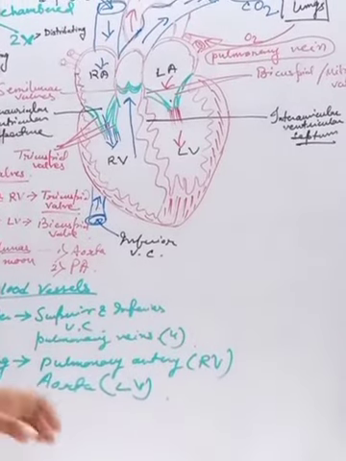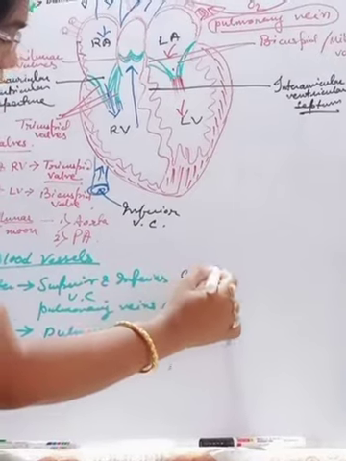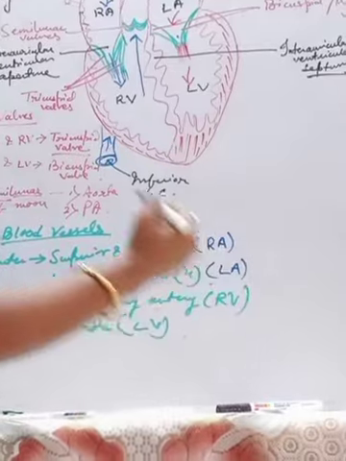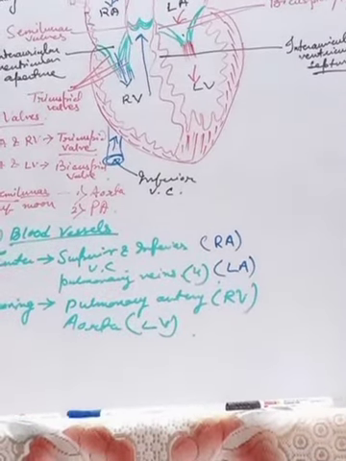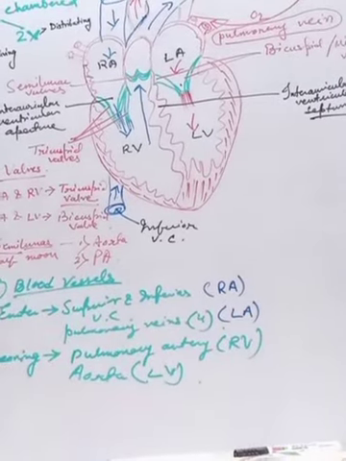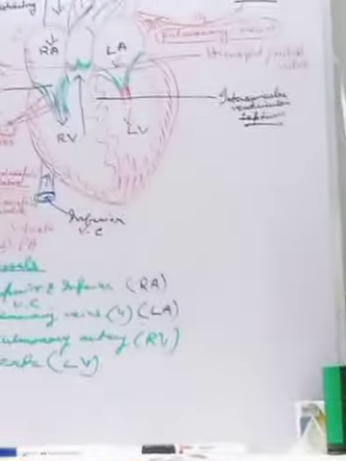And here also you can mark it this way, superior and inferior, giving to the RA, and pulmonary vein to the LA. Means right auricle and left auricle, and these are leaving from the right ventricle, and the aorta is leaving from the left ventricle. So this is all about the structure of the heart I had explained.